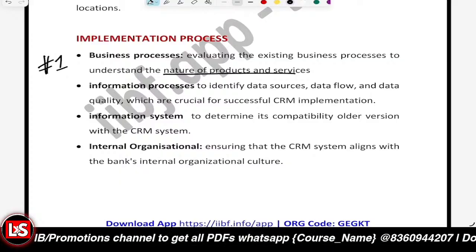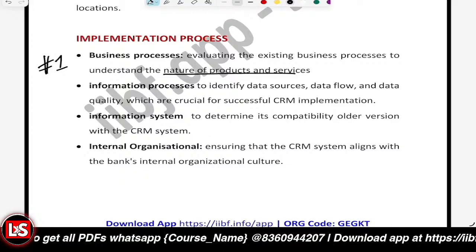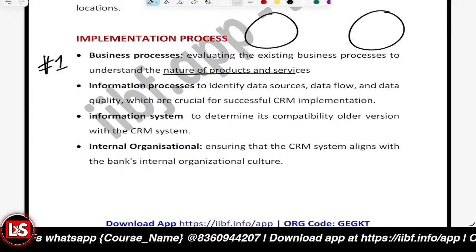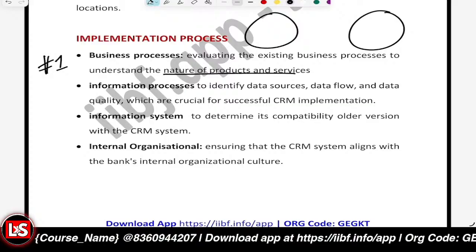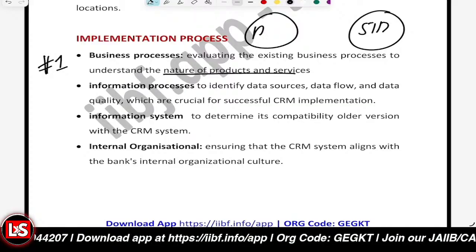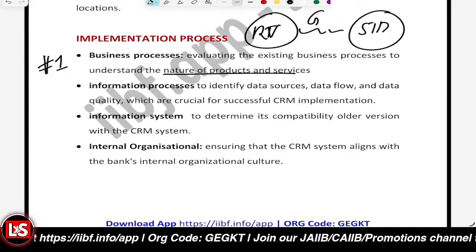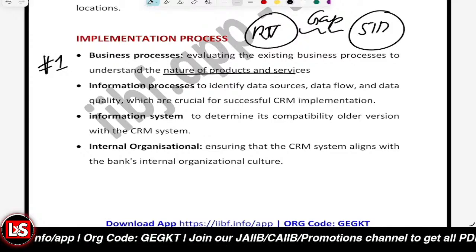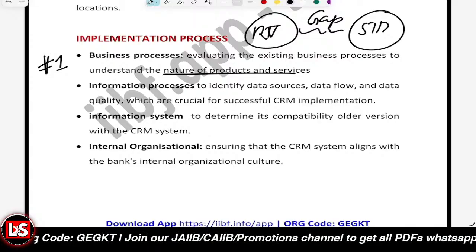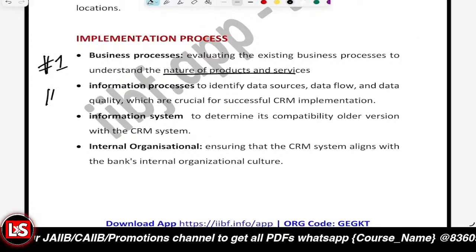What is the main purpose? We have to identify the gaps between the existing system and the CRM system. These are the standards that we have to follow, and this is what we are doing right now, and there might be some gap, and we have to bridge that particular gap using the CRM system. So we have to evaluate the business processes.